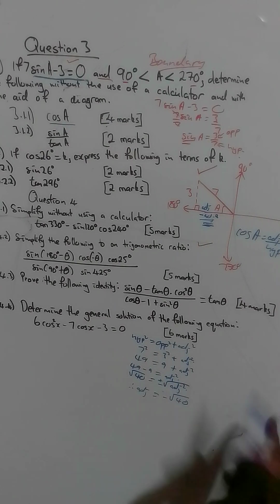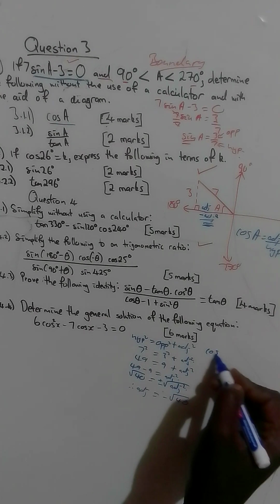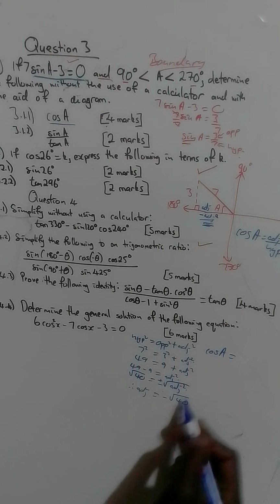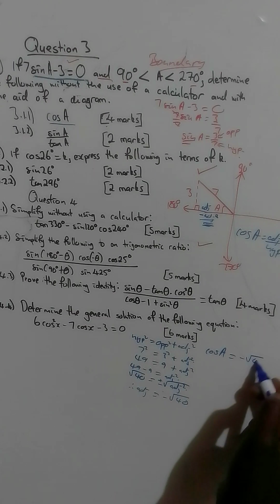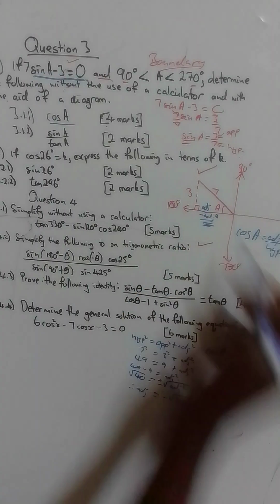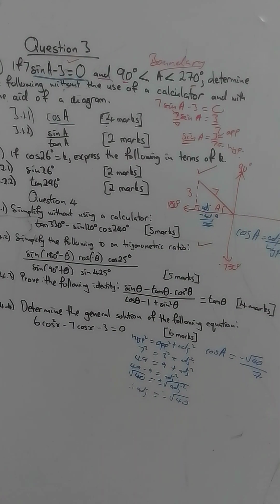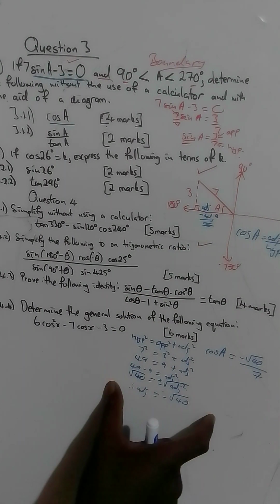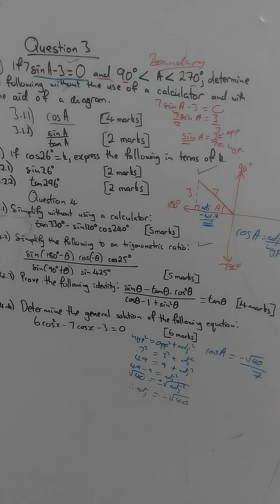Step number 2, now I come here and I say cos angle A is equal to, my adjacent is negative square root of 40 all over, what is my hypotenuse? My hypotenuse is 7. And just like that, I get my 4 marks. Right? All right. Now, let's go to question 3.1.2.